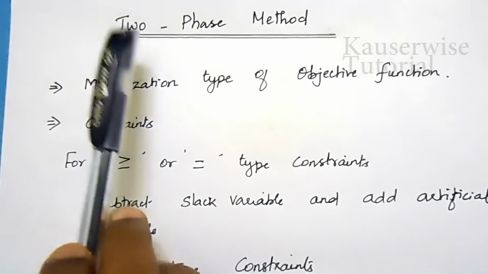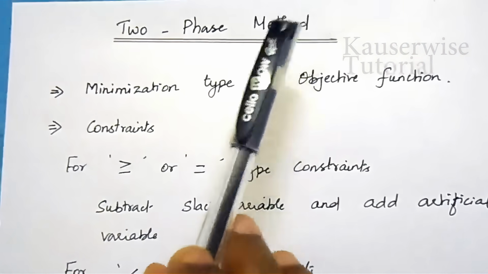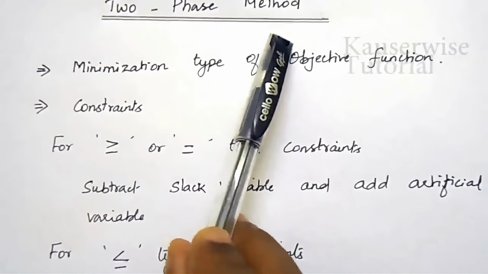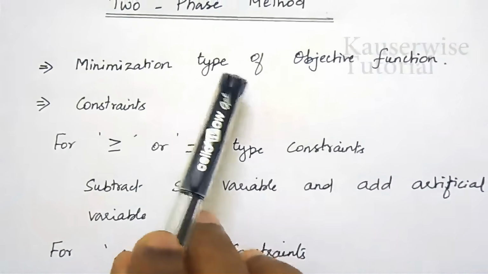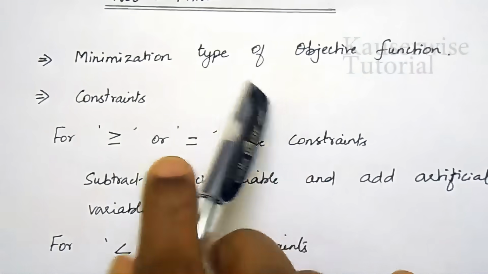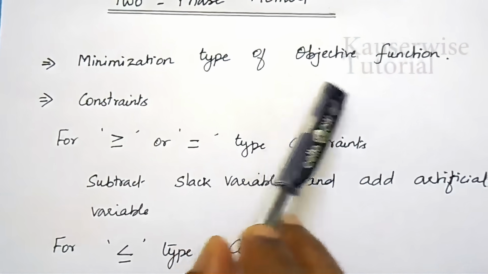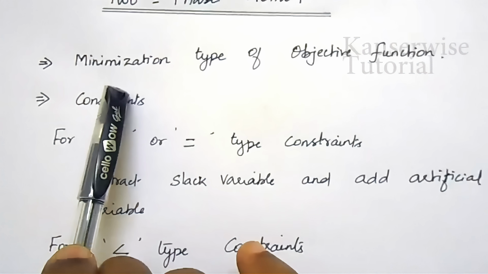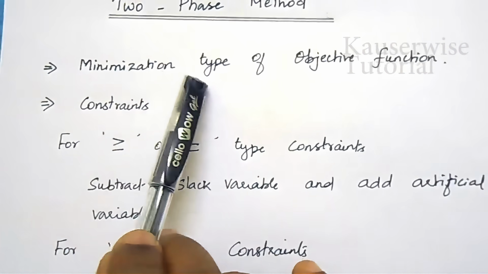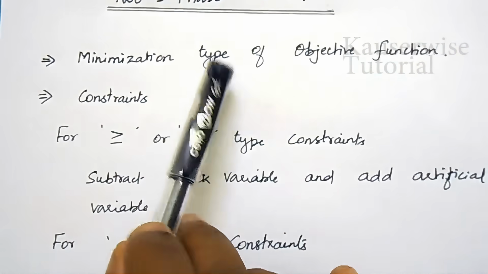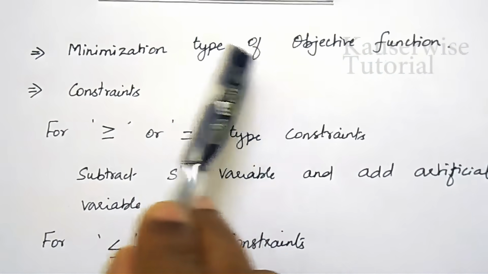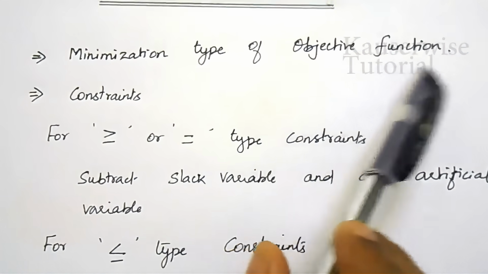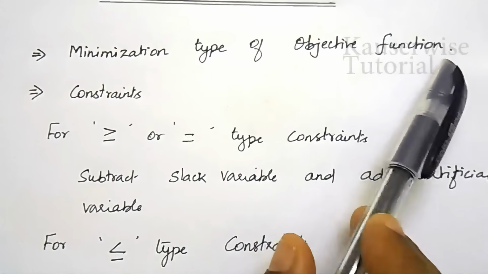In this video, we are going to see the two-phase method. Before we see the problem, let us see the basic points. The first one is minimization type of objective function. In the two-phase method, whatever may be the type of objective function in the original problem, only the minimization type of objective function is used. If we get any maximization problem, just convert the maximization into minimization by changing the sign.